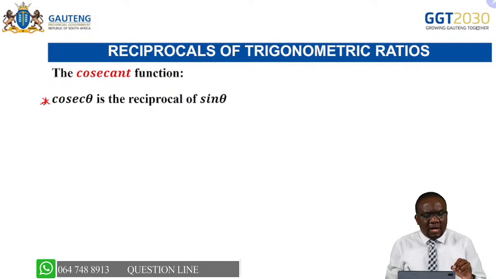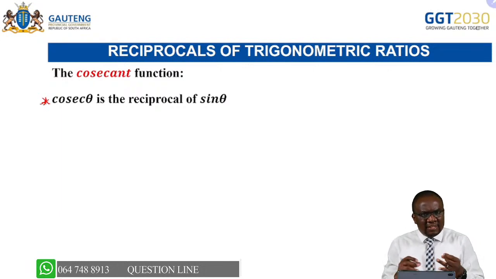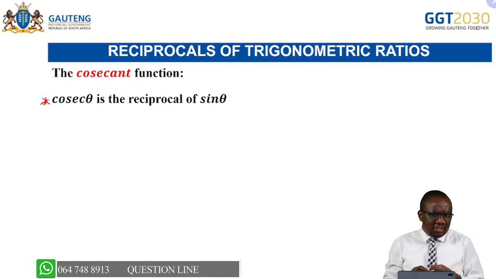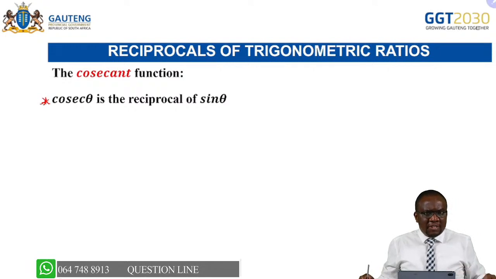Okay, write it down. I'm going to give you 1 minute to write down the ratio of cosec theta in terms of opposite side, hypotenuse side, or adjacent side. What is it going to be? Can you try that? Copy this and try to write the reciprocal of sine theta for 1 minute. Let's try.